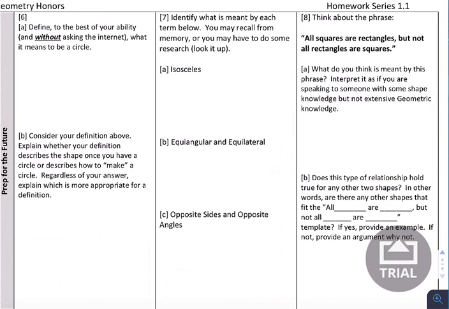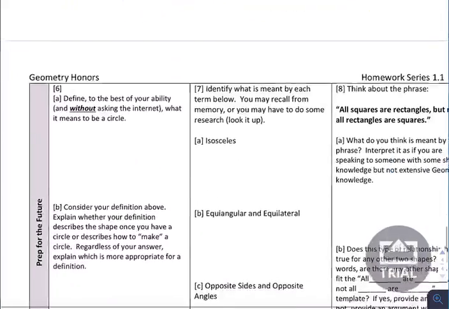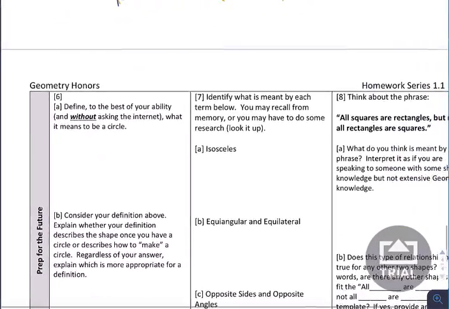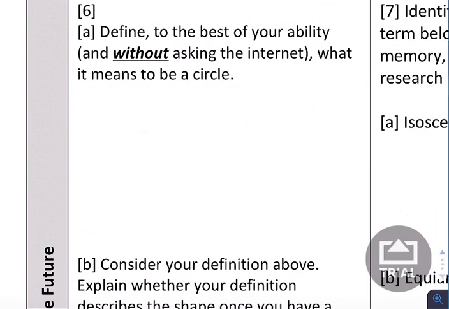And so the first question here: define, to the best of your ability, without asking the internet, what it means to be a circle. Now this is something that we've been talking about almost on a daily basis, because there's two ways you can actually define a circle. One is using a descriptive definition, and one is using a constructive definition. And if you say a circle is a round object and you're still saying that, I'm going to ask you at this point to never say that again because it makes you look silly.